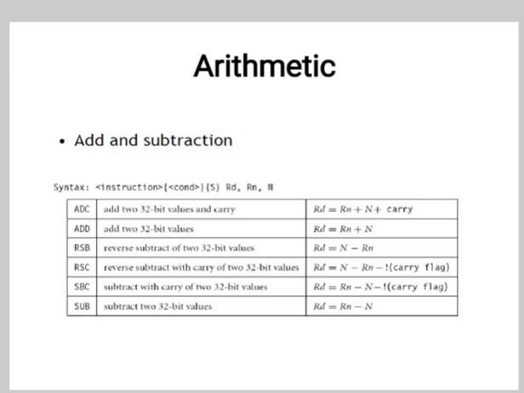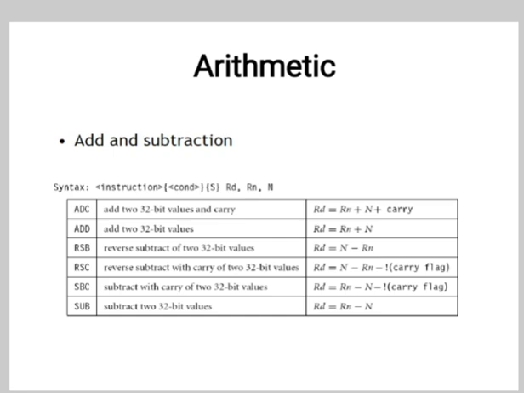Now the instructions are ADC, that is, add two 32-bit values and carry. So we can write it as Rd is equal to Rn plus N plus carry. Next is ADD, that is, add two 32-bit values. ADC means two 32-bit values plus carry, and only ADD means only add two 32-bit values. Next is RSB.